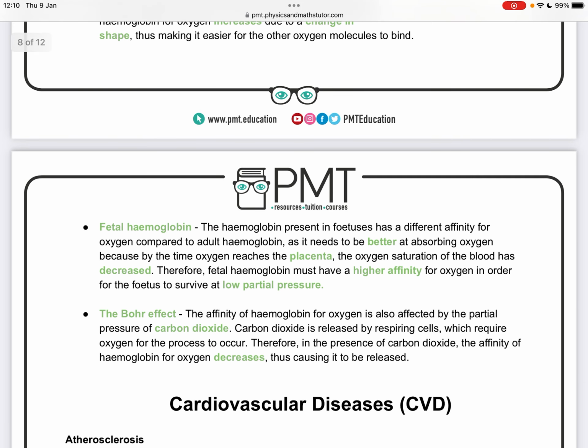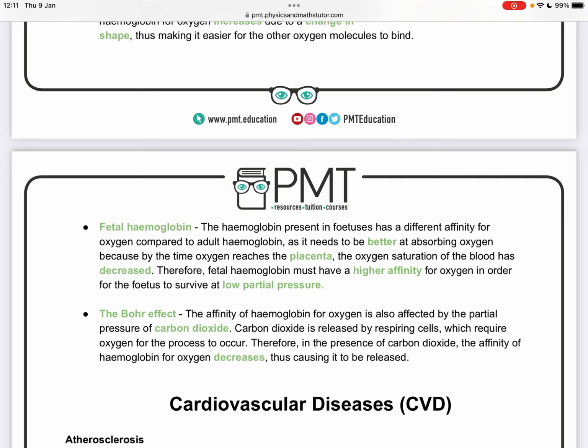The fetal hemoglobin, the hemoglobin present in fetuses, has a different affinity for oxygen compared to adult hemoglobin, as it needs to be better at absorbing oxygen, because by the time oxygen reaches the placenta, the oxygen saturation of the blood has decreased. Therefore, the fetal hemoglobin must have a higher affinity for oxygen in order for the fetus to survive at lower pressure.